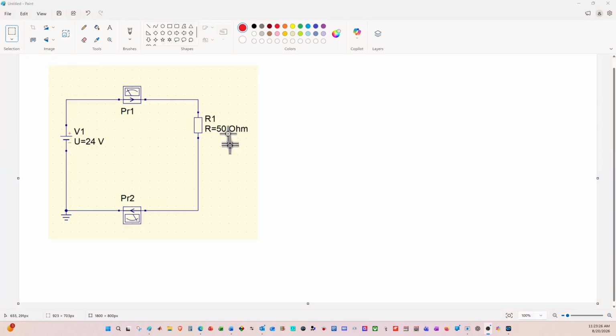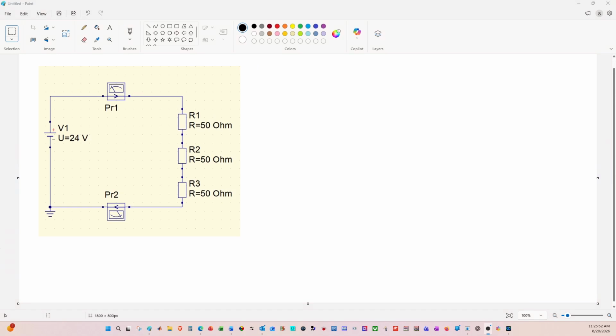Now, what if we were to add additional resistors into the circuit? Let's go and put in another 50 ohms over there and another 50 ohms over there and see what the simulator is then going to do. This is the revised circuit.